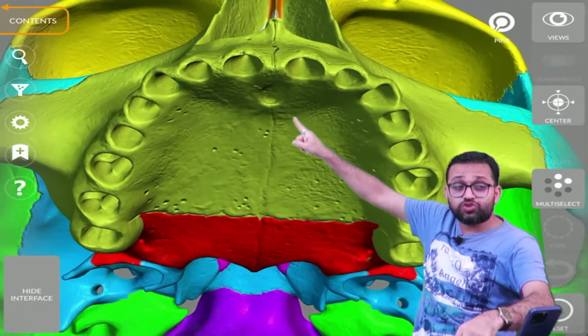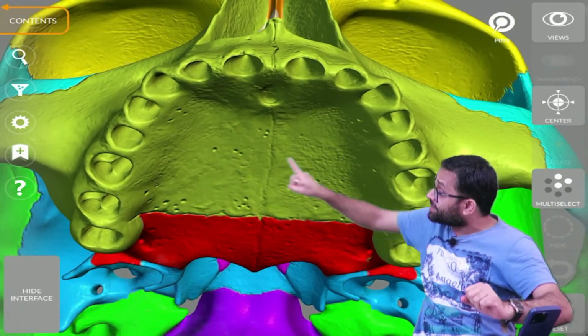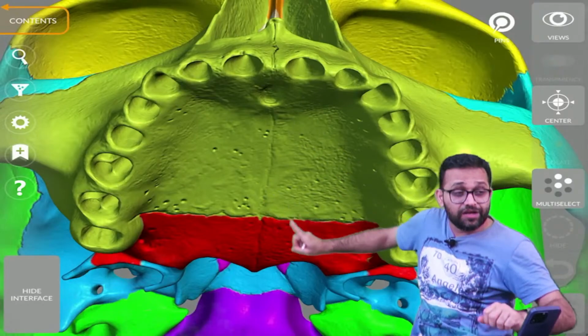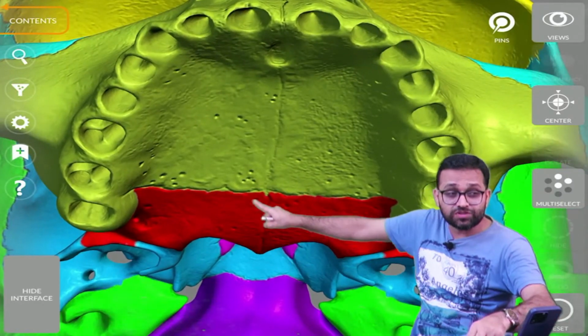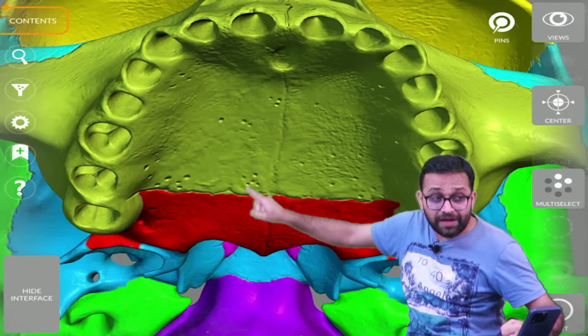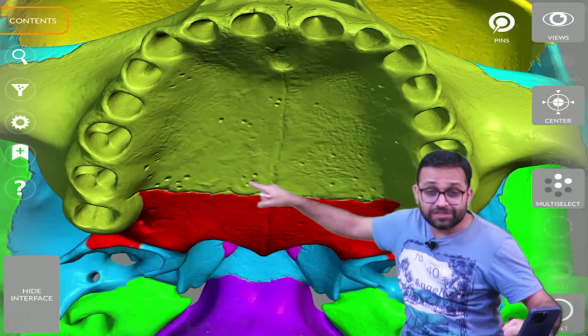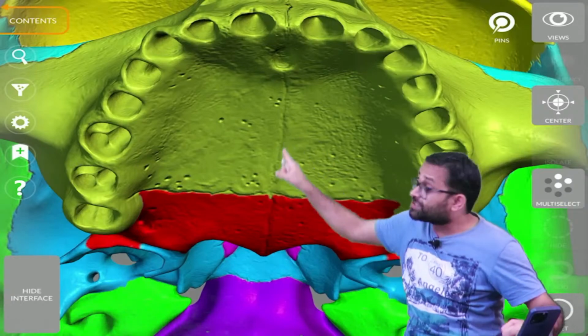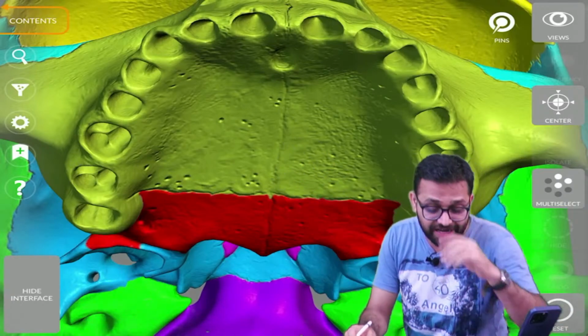Can you see this suture, this line? It is our interpalatine suture. And this is our palatomaxillary suture part. So this is crossing. Which type of suture, sir? This is the plain suture which we had seen already.